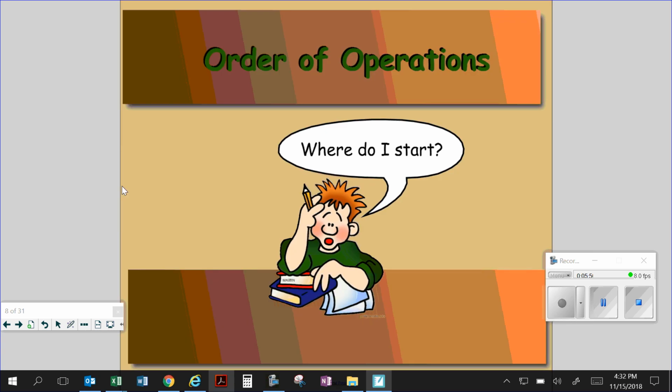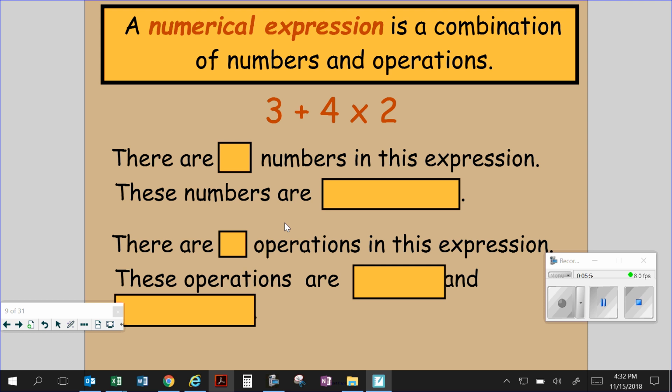So today we're going to be learning order of operations. A numerical expression is a combination of numbers and operations. Do you see any equal sign anywhere? No, it's just a combination of numbers and operations. So there are blank numbers in this expression. How many numbers do you count? 3. So fill this in your notes.